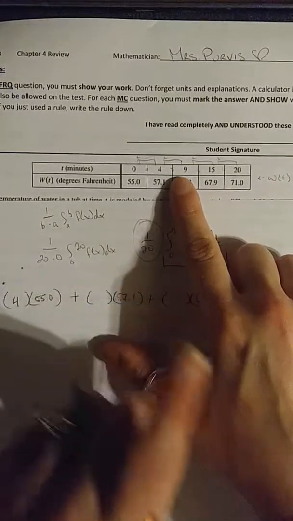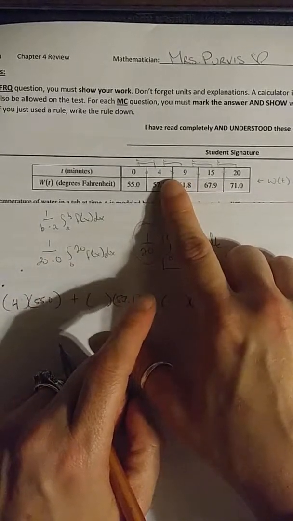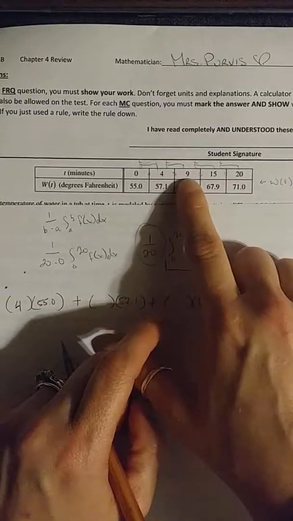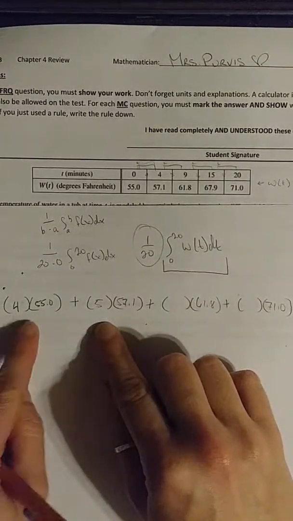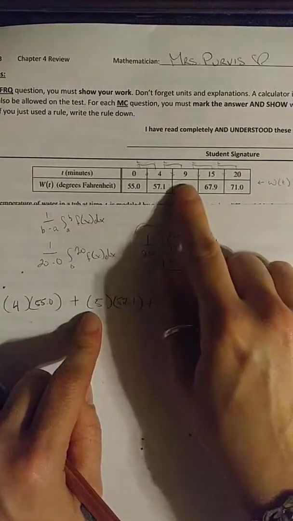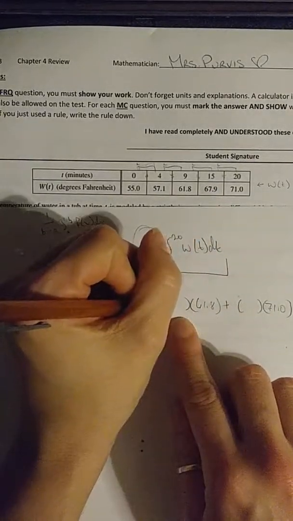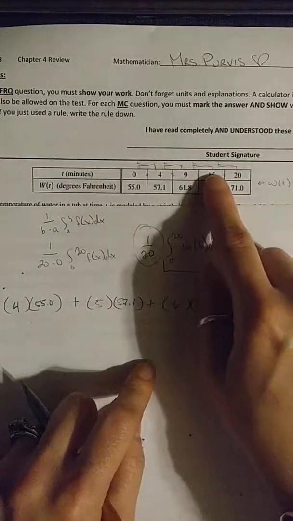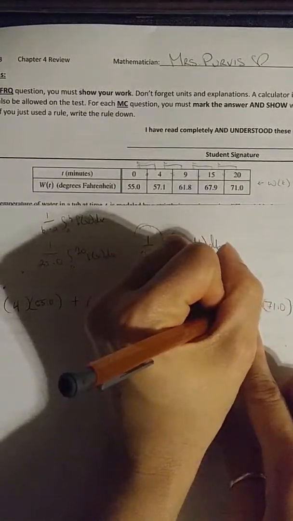My second rectangle, now it's important to calculate each one because they might not always match. My second rectangle goes from 4 to 9, which is a distance of 5, not 4. They're not identical, okay? My third rectangle goes from 9 to 15. This is a difference of 6. And my last rectangle goes from 15 to 20, which is a distance of 5 again.